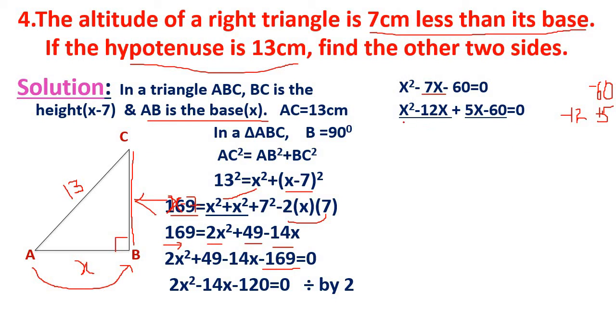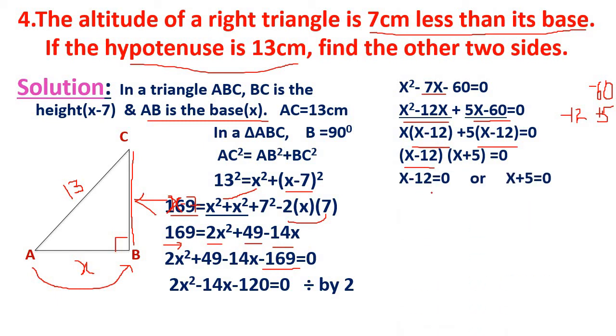Now we group x square minus 12x and 5x minus 60. Take x out as common: x into x minus 12. Here 5 and 60 are the multiples of 5, so you can take 5 as common. The remaining terms are x minus 12, since 12 fives are 60. Now x minus 12 and x minus 12 are both common, so we can take x minus 12 as common. The remaining terms are x plus 5, is equal to 0.